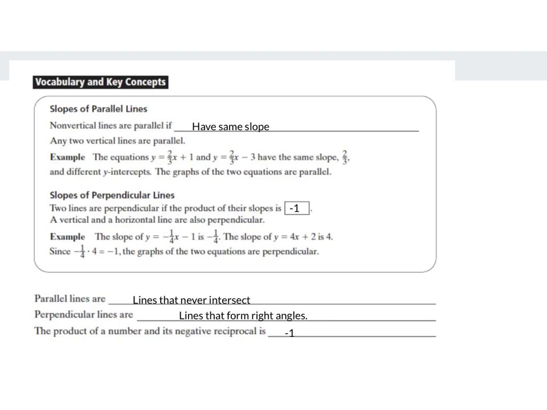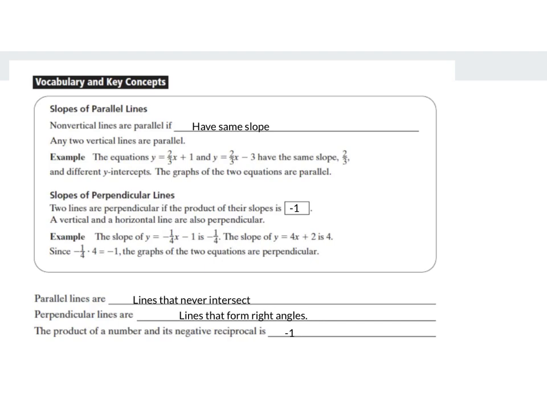Any two vertical lines are parallel. Okay, so vertical lines, you think about vertical, they're straight up and down. So their slope is undefined. So if you have two undefined slopes, they will be parallel as well as lines that have the same slope.